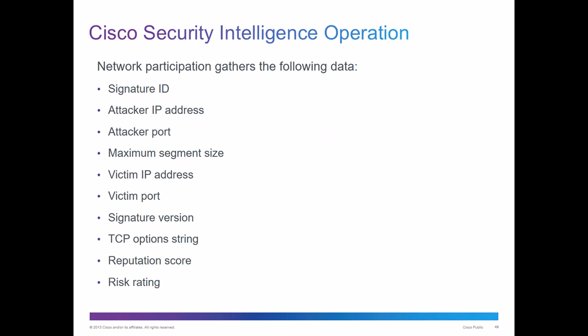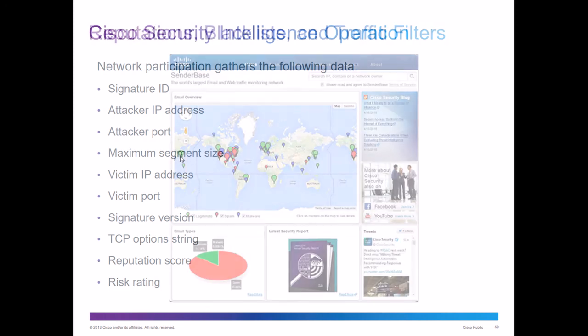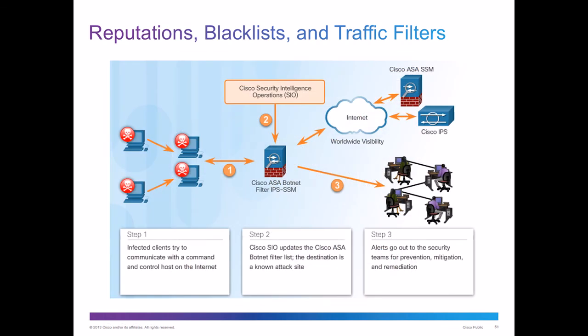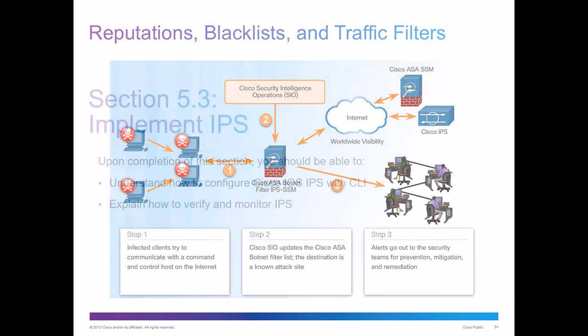Then there are the Cisco intelligence operations. This is a database of all the signature IDs and the attacker IPs. They can track all of this down for you. It has the different reputations, the blacklists, and filters, all of which can be set up on your Cisco ASA and will automatically be done. If you set up an ASA, it can filter out botnets, DDoS attacks, and all of that automatically for you.